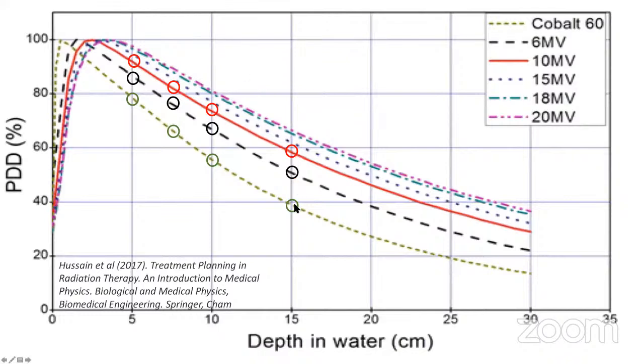Look at the 15 centimeter depth. Even for a cobalt, suppose your lateral separation was 30 centimeter and you were treating at mid plane with a parallel opposed field, say a large abdomen, you have to treat anterior and posterior, and you only have a cobalt machine.